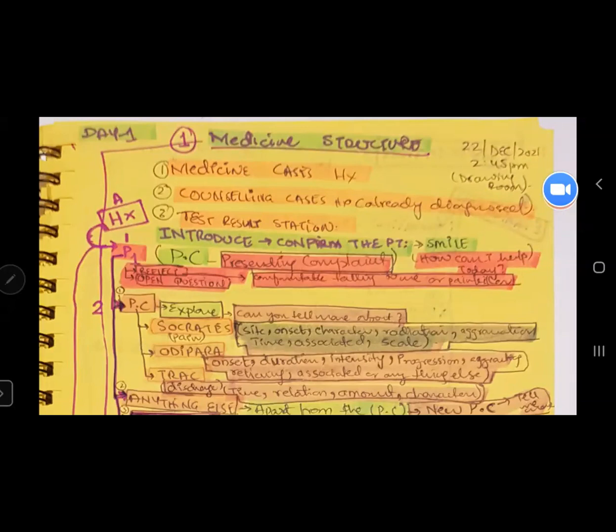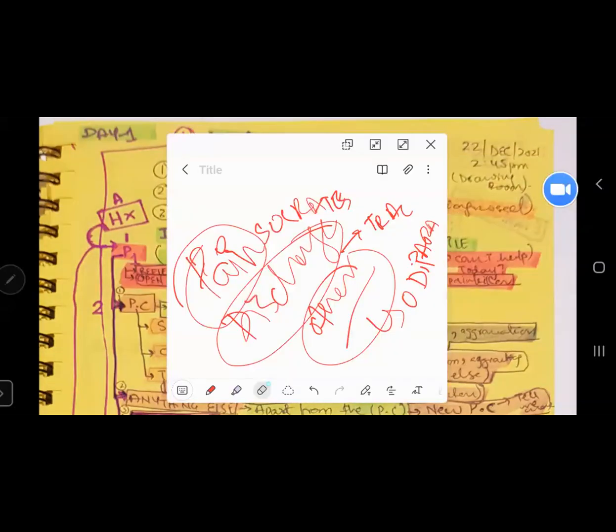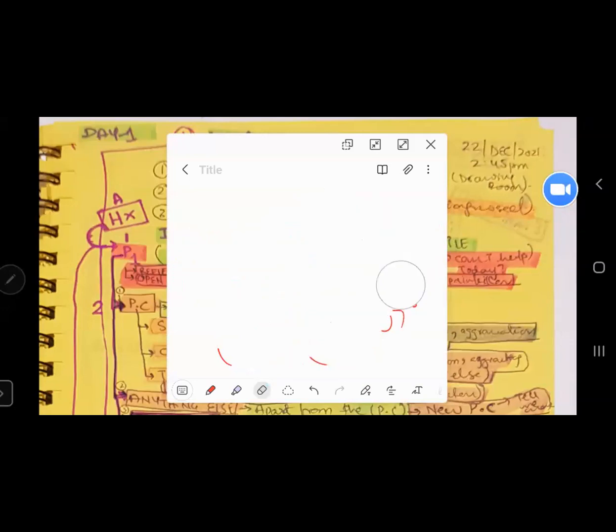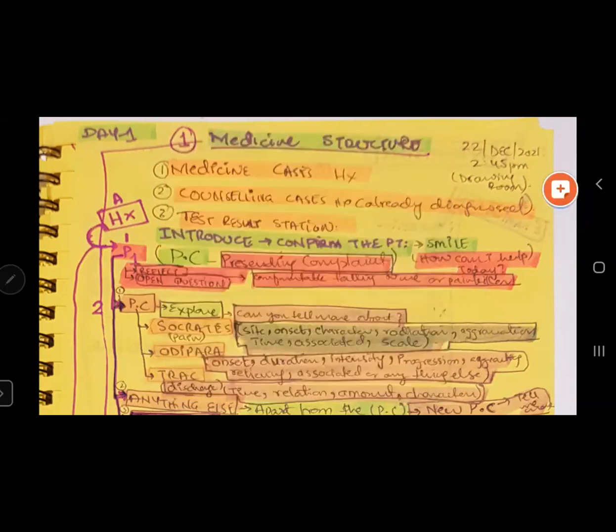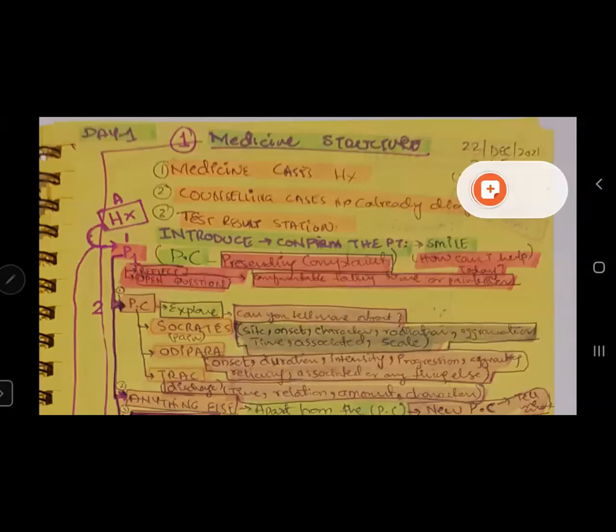So there are 3 or 4 settings where we would be having these patients. The first setting could be the GP clinic. The second setting is an accident and emergency department. The third one is psychiatry. Then there is cardiac, and then there is the Wellman clinic. These are the kinds of settings that we have on our exam day.